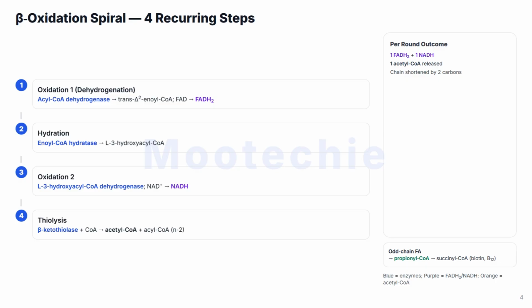Step 2 is hydration. Enoyl-CoA hydratase adds water to form L3-hydroxyacyl-CoA. Step 3 is a second oxidation. L3-hydroxyacyl-CoA dehydrogenase acts, reducing NAD+ to NADH. Step 4 is thiolysis. Beta-ketothiolase with another CoA cleaves the molecule to produce one acetyl-CoA and a new shorter acyl-CoA that is 2 carbons smaller.